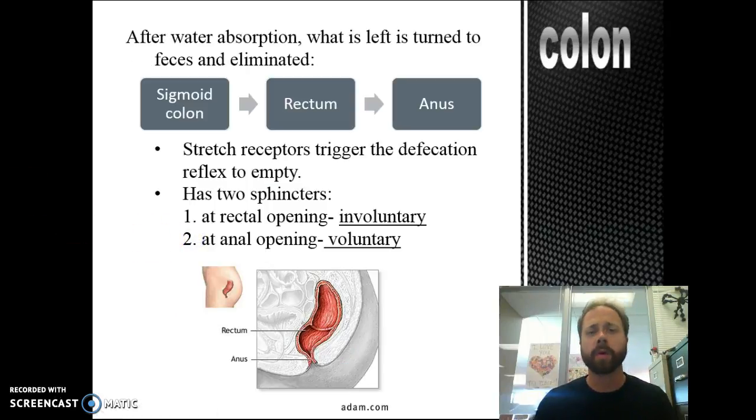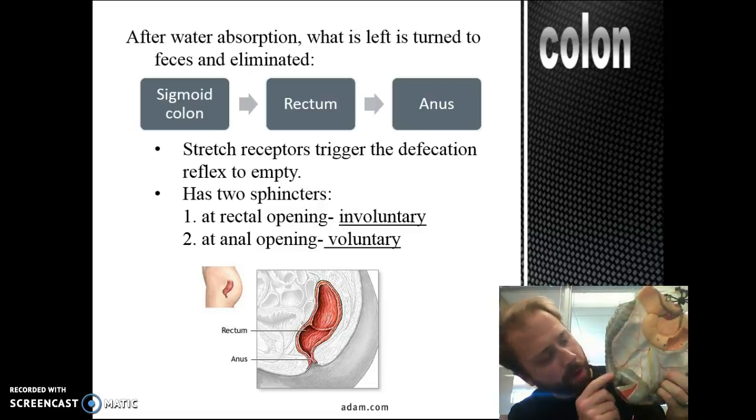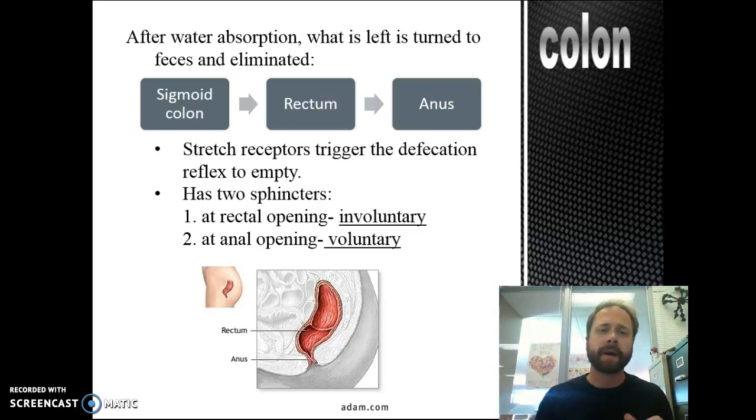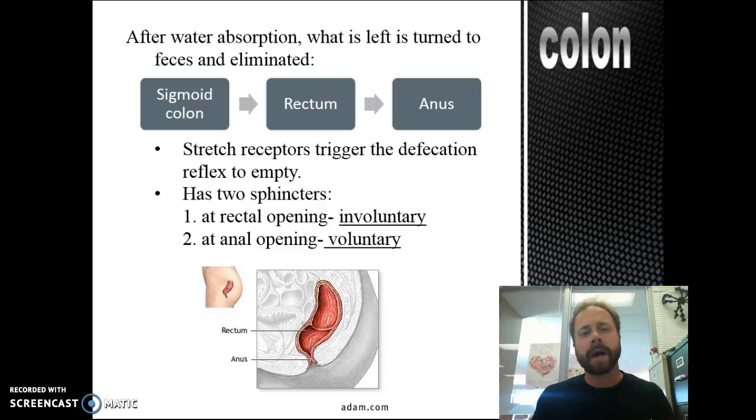So after water absorption, what is left is turned into feces and eliminated out. So we go through the sigmoid colon. All right, so the sigmoid colon, we look on our model here. This part here is the sigmoid colon, right here. And then from there, it'll go to the rectum and then out the anus, right? Now, stretch receptors are what's going to trigger that defecation, right? So there's going to be some stretching that will occur inside the rectum there towards the sigmoid colon, and then that is going to tell your body, okay, it's time to defecate, it's time to empty.